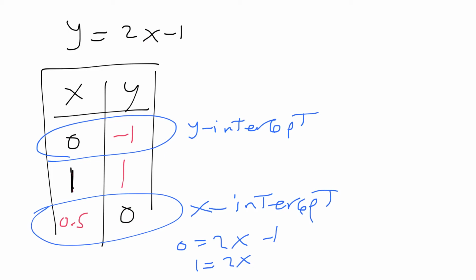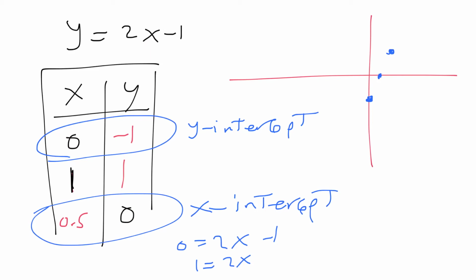Now let us graph this. If you put this in a Cartesian coordinate system like this, then 0 and minus 1, where is it going to be? 0 and minus 1 will be almost here, right? And 1 and 1 will be almost here. And then you have 0.5 and 0, which is the x-intercept here.